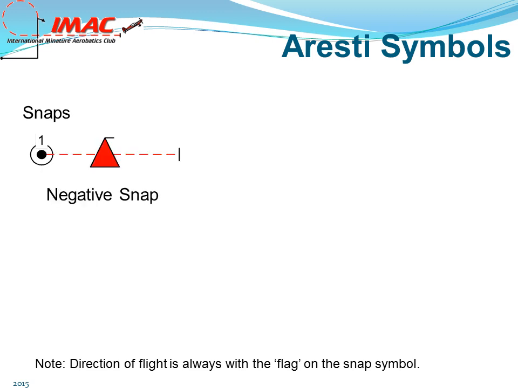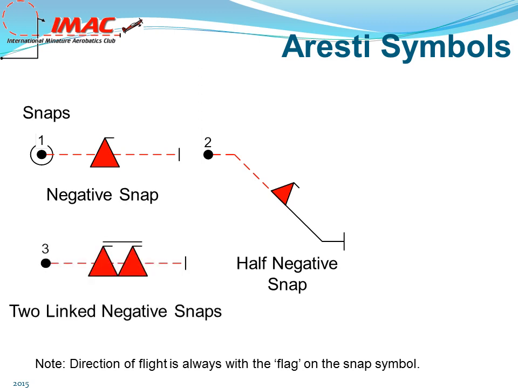Negative snap rolls are shown as a solid triangle. Negative half snaps are drawn as a solid triangle sitting flush with the line. The direction of the flag will be with the direction of flight. Figure 3 is two linked negative snap rolls.